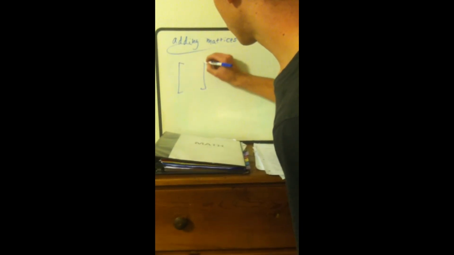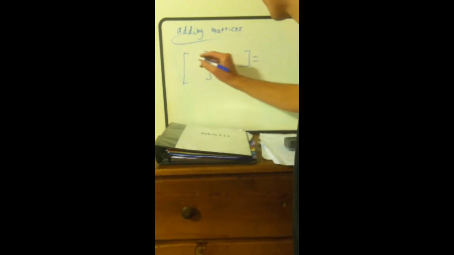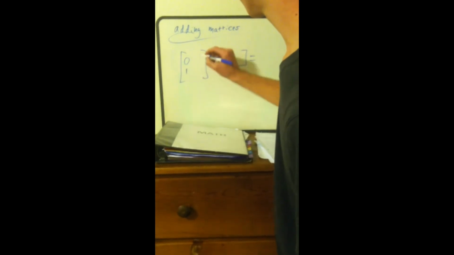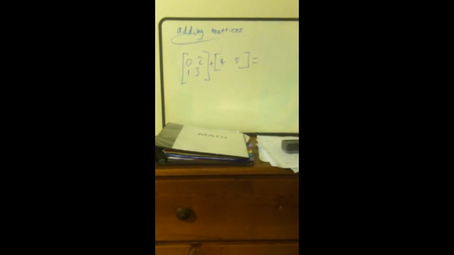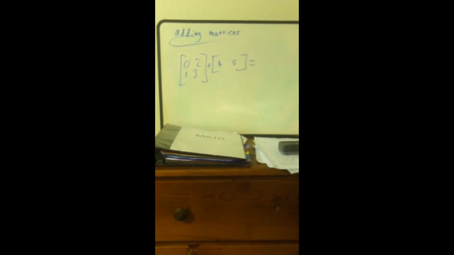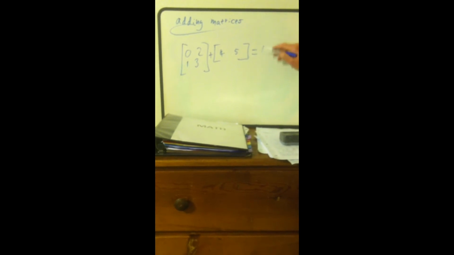So, for the last example, let's say you have this, and you have 0, 1, 2, 3, keeping it simple, and a 4 and a 5. Now, can you add these together? The answer is no. The reason you can't add these together is that if the matrices don't look exactly the same, in other words, if they don't have the same rows and columns, you can't add them. It'll never work. That's always the rule. So for this, you get nothing.